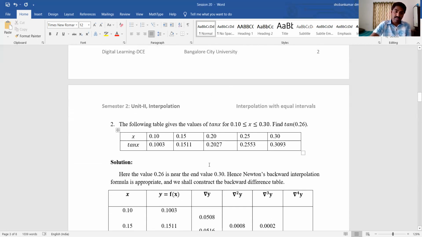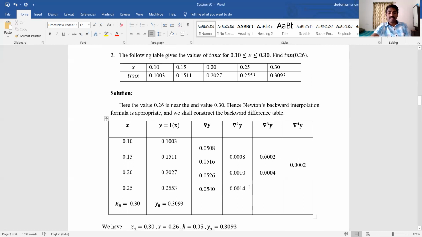And another example, the following table gives the values of tan x for x lies between 0.1 to 0.3. Find the value of tan of 0.26. Here 0.26 is near to end of the interval. Therefore, we can use backward interpolation formula.